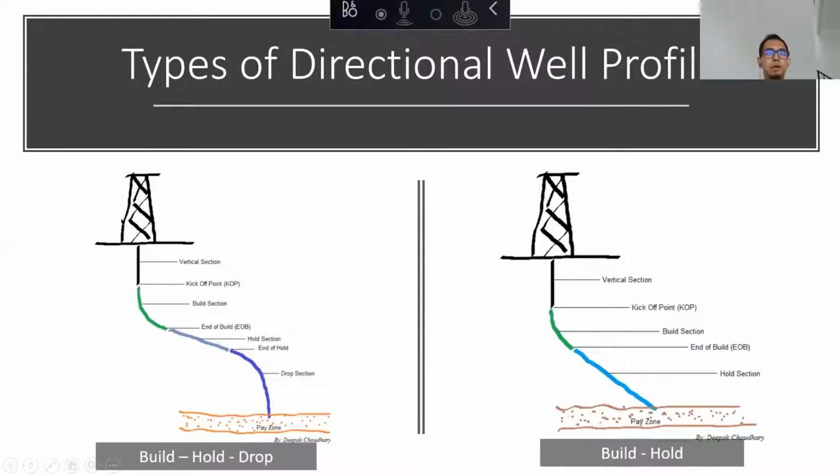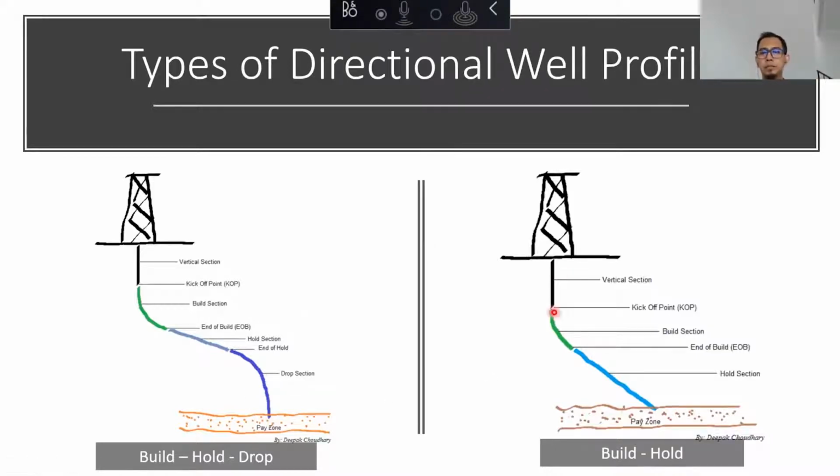So the first type is build, hold, and drop. It doesn't always have to be like this. The drop can be only a slight drop and then meet the pay zone immediately. Sometimes it goes back to vertical before it touches the pay zone. So it depends on the discussion between the well planner, subsurface team, and the drilling engineer.